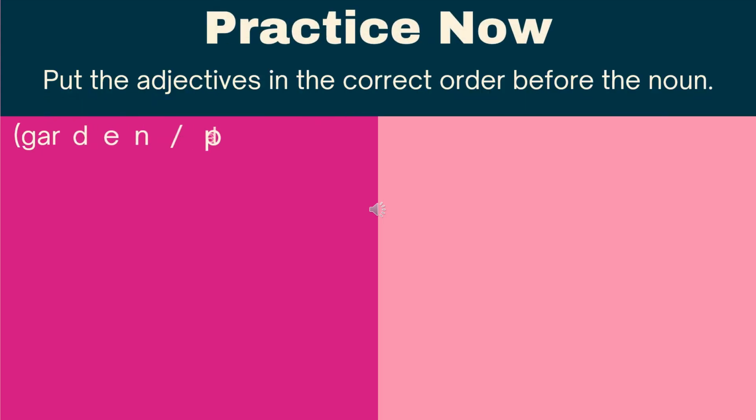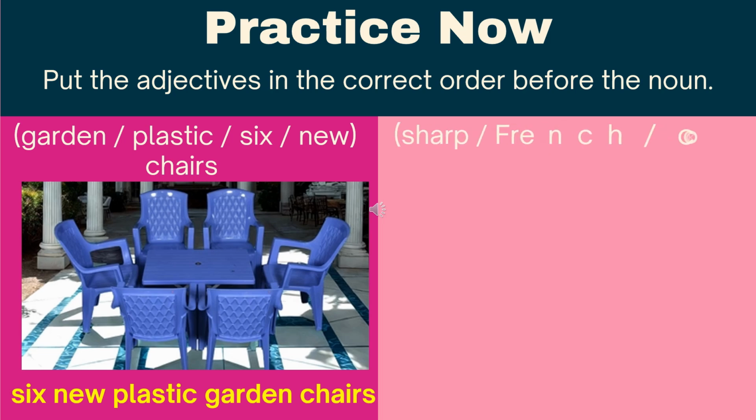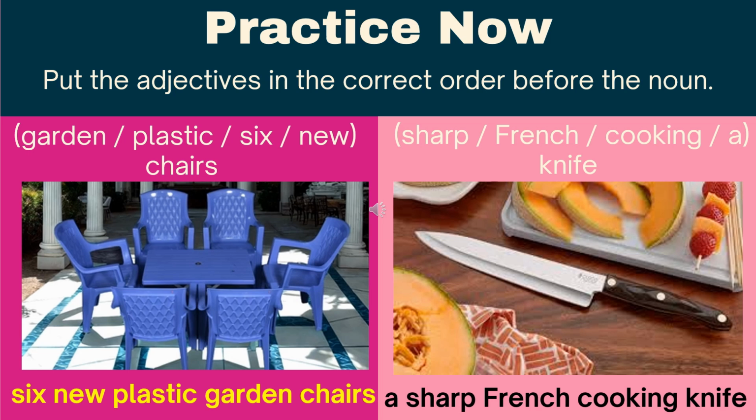Here are the correct answers. First example, 6 new plastic garden chairs. 6, quantity. New, age. Plastic, material. Garden, purpose. Second example, a sharp French cooking knife. A, determiner. Sharp, opinion. French, origin. Cooking, purpose. Notice how garden and cooking come last as they describe purpose.